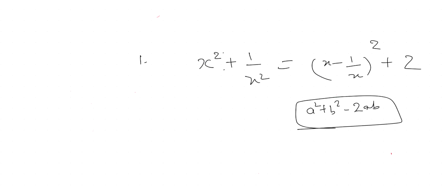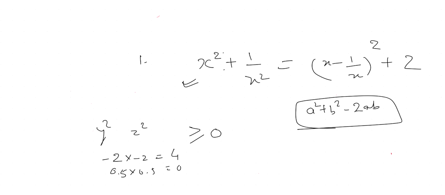Now, anything that is under square, like y square, z square, the minimum value for all of that is always greater than or equal to 0. You take any number and you square it, it has to be either equal to 0 or more than 0. Suppose you take minus 2 and square it, you get 4. Suppose you take 0.5 and square it, you get 0.25. Of course, if you take 0, you end up getting 0. But otherwise, whatever number you take and then square it, it has to be more than or equal to 0.